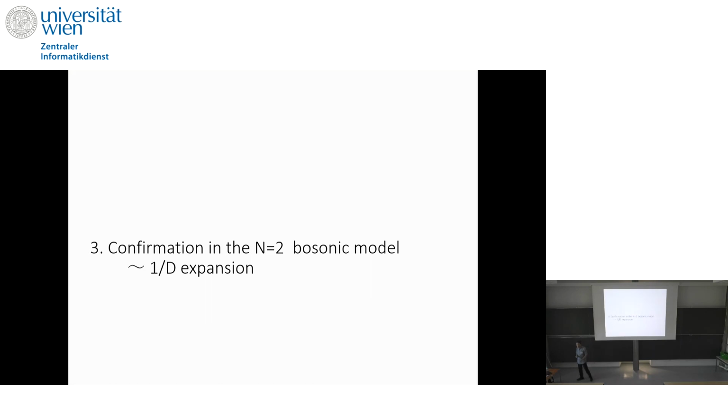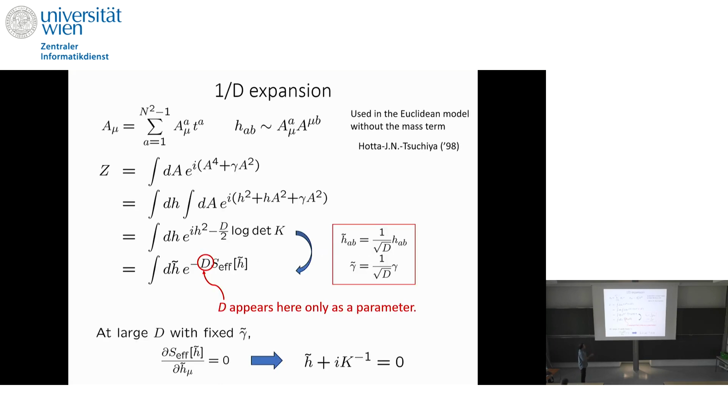Okay, thank you. So let me quickly go through this 1 over D expansion. What we do here is to expand A mu, this n by n Hermitian matrix, in terms of the SU(N) generators like this. So we have this number of components. And in fact, this combination of the variables becomes a kind of mean field in the large D limit. And we can show that in just 4 lines.